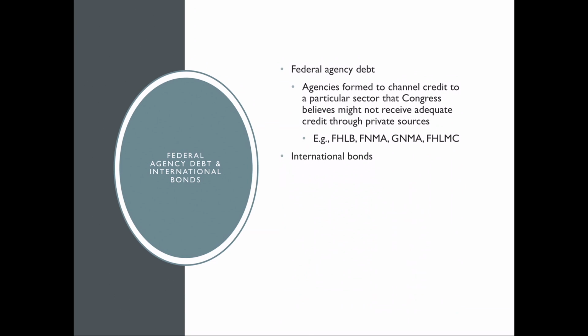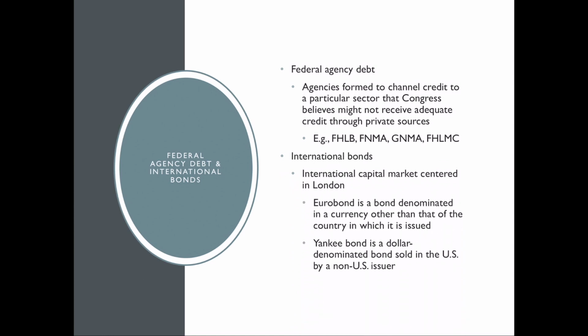In addition to federal agency debt, there are international bonds. So this is for firms that are borrowing abroad, or investors who are investing in foreign companies. And the international capital market is centered in London. You have what is called a Eurobond, which is a bond denominated in a currency other than that of the country in which it is issued. So it's called a Eurobond, but it's not necessarily in euros. So it could be a US dollar denominated bond sold in Europe.